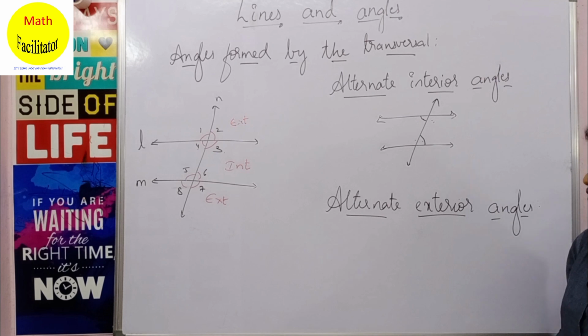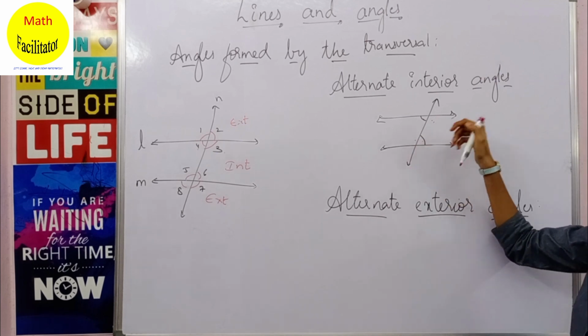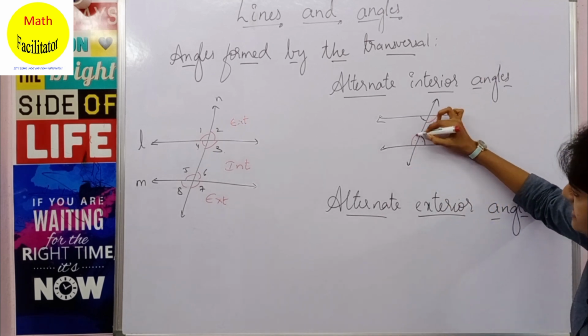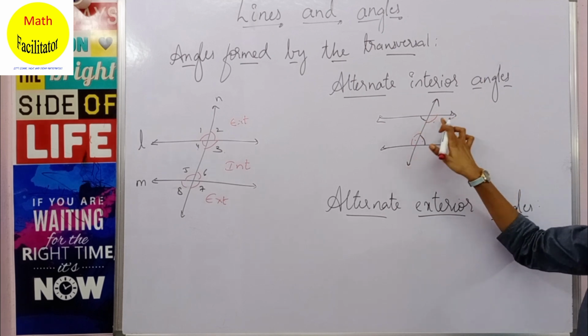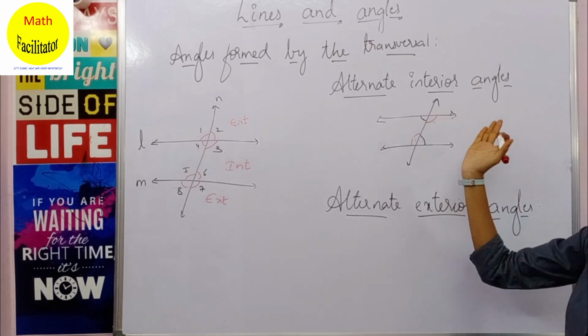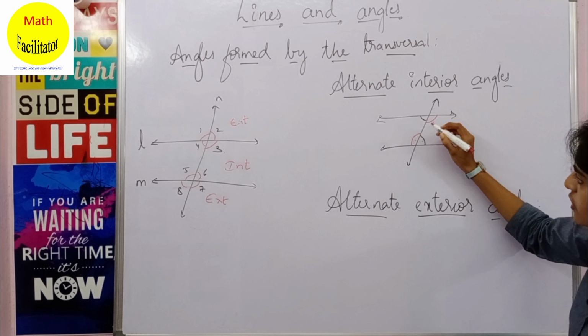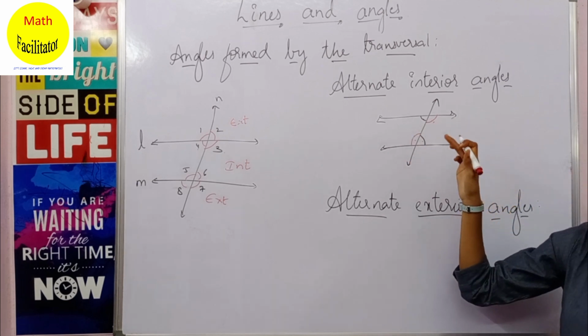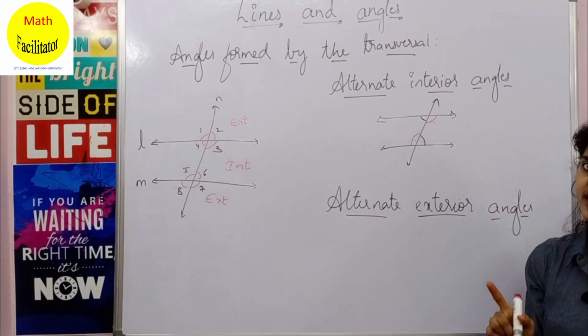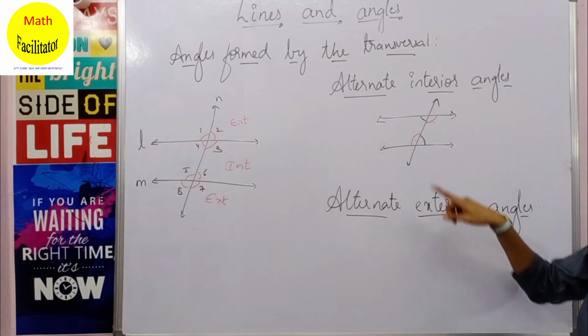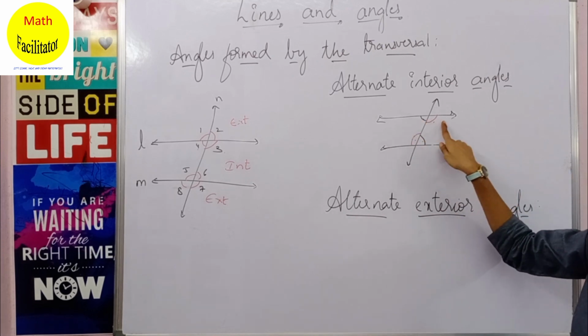Now you can see there is another pair of alternate interior angles. This angle and this angle are also interior and they are also alternate. That means they are on the opposite sides of the transversal. So you have 2 pairs of alternate interior angles formed. This is one pair and this is the other pair.